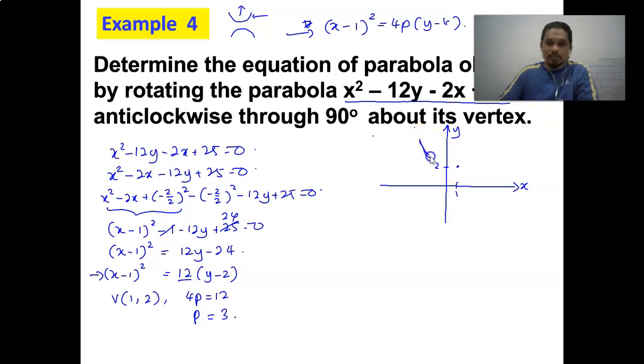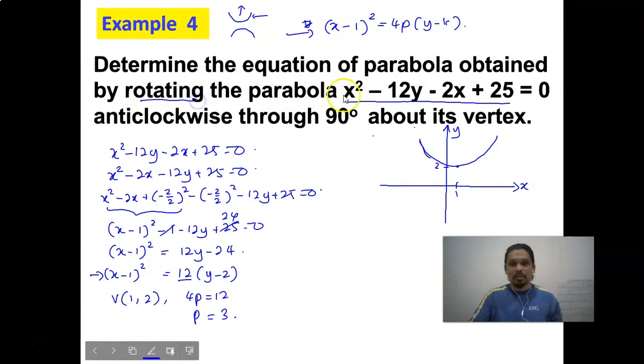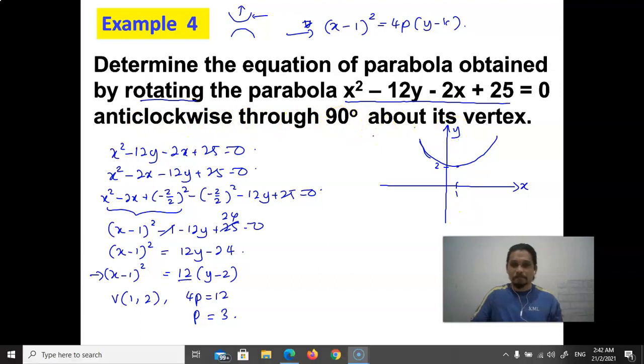So this is it. There you go. Okay, this is the graph. Now look at the question again. Determine the equation of the parabola obtained by rotating this parabola. We recall this equation of the parabola, and this is the picture of the parabola. We are rotating this parabola anti-clockwise through 90 degrees about its vertex.